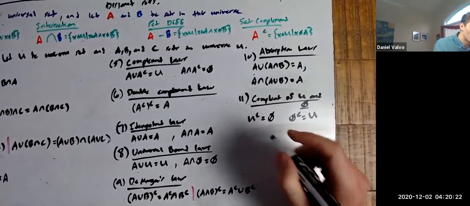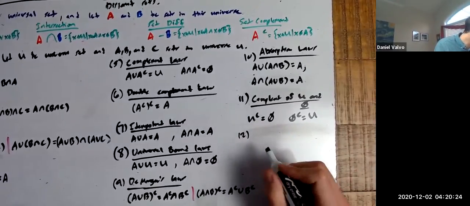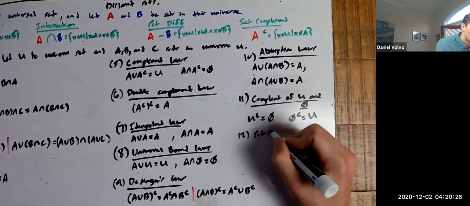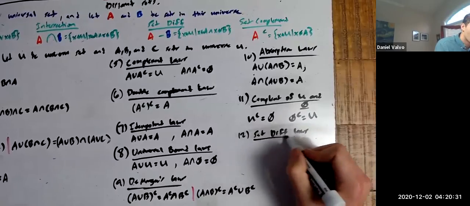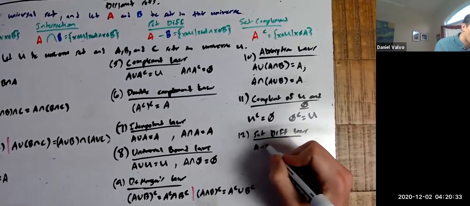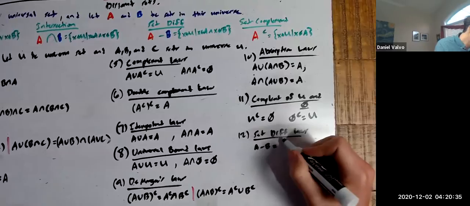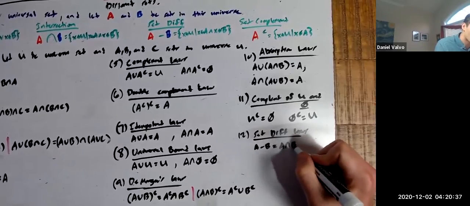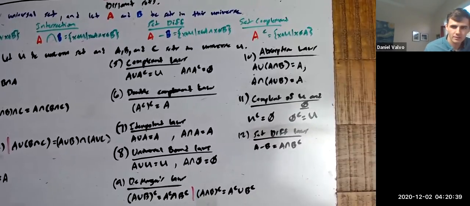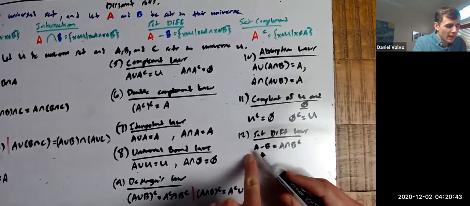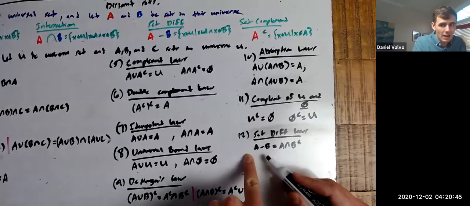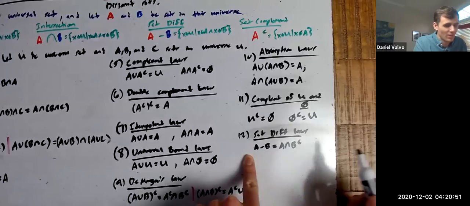Anyway, very last but not least, you have 12. I like this one a lot, actually. And this is the set difference laws. And that is that A minus B equals A intersect B complement. That's really nice. Because A minus B, this is like everything in A that's not in B. But that's kind of like the shared elements between A and not B. So A intersect not B.